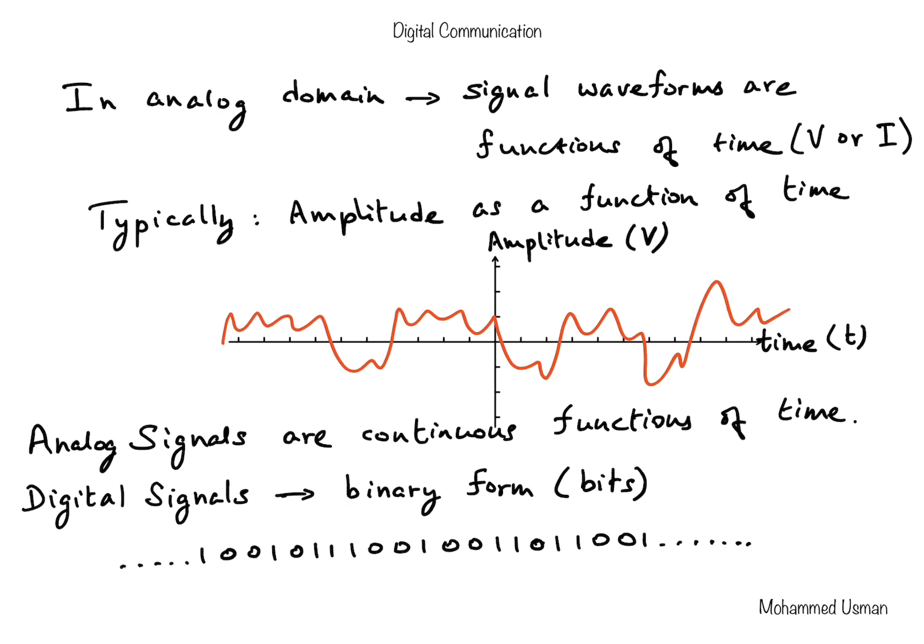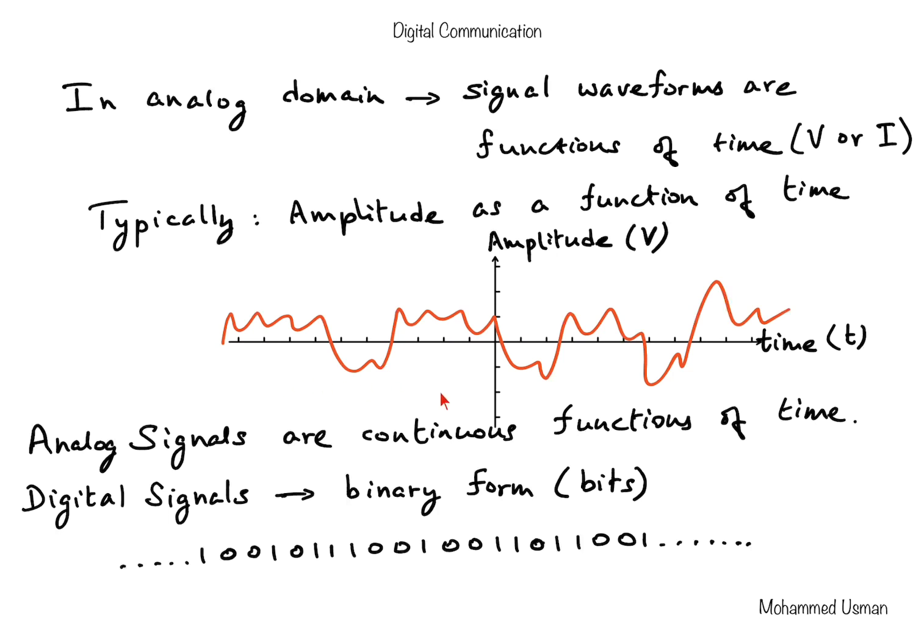So typically an analog signal would be a waveform which is a function of time, and that could be a voltage waveform or a current waveform, but typically we are going to refer to that as an amplitude. As far as this course is concerned, we are going to refer to the waveform as an amplitude that is varying as a function of time.